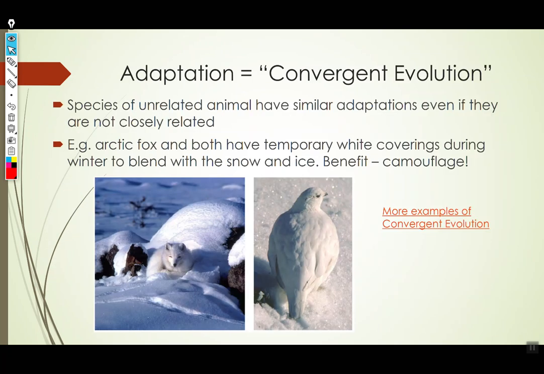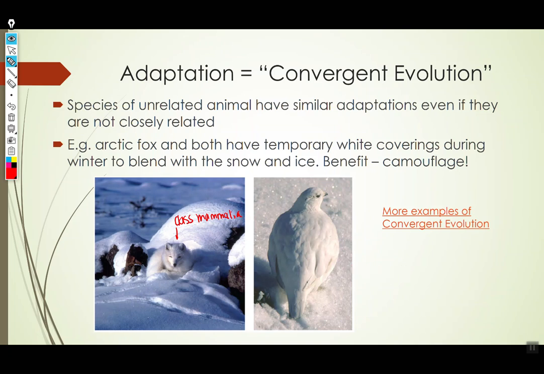All right, adaptation. This is also called convergent evolution. What this means is that environments have the power to cause traits to evolve similarly in different organisms. So it's not the case that the Arctic ptarmigan and the fox have a recent common ancestor. They do not. This one is class Aves, so birds, and this little guy, isn't he cute, is class Mammalia. So recent common ancestor, not recent at all. Millions and millions and millions of years ago.